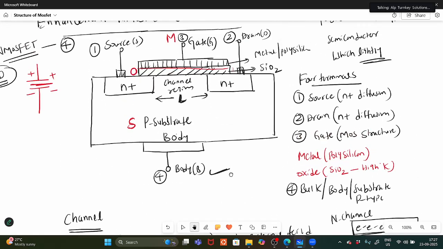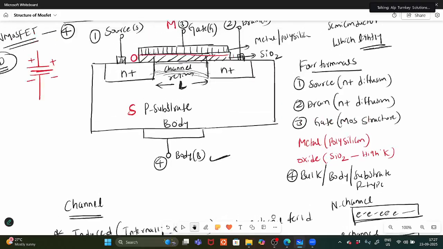See here, this is the channel. This is the channel region. Where is it located? On the surface of the substrate, the channel is there, in between the source and drain.